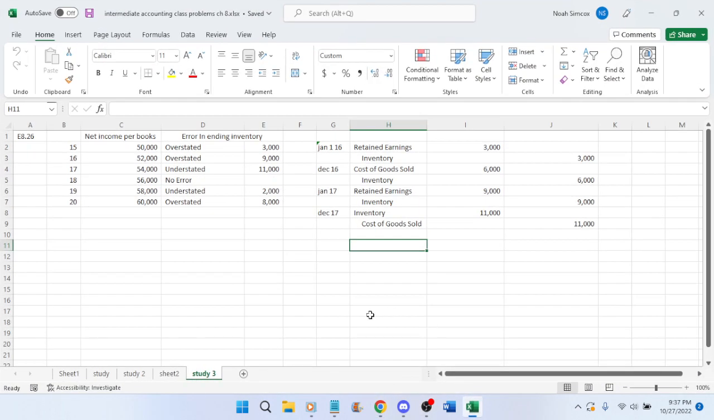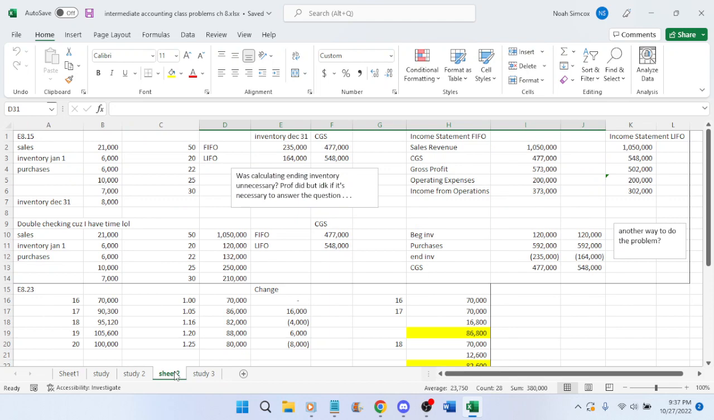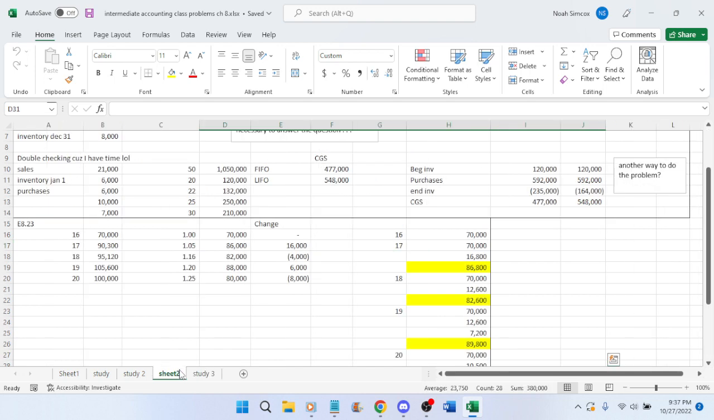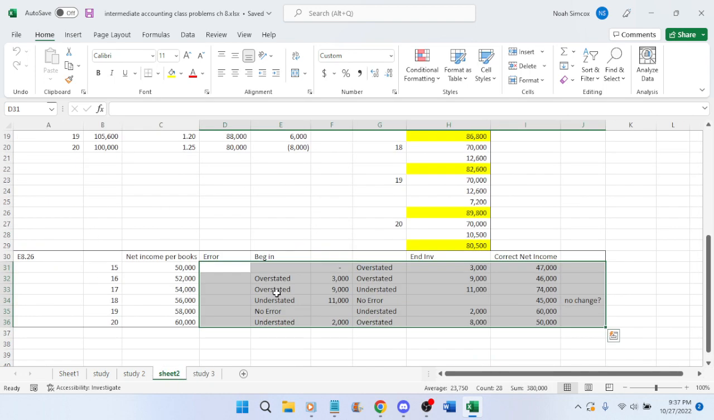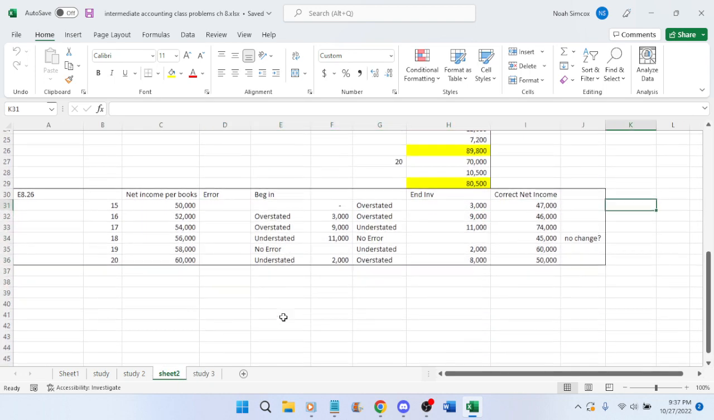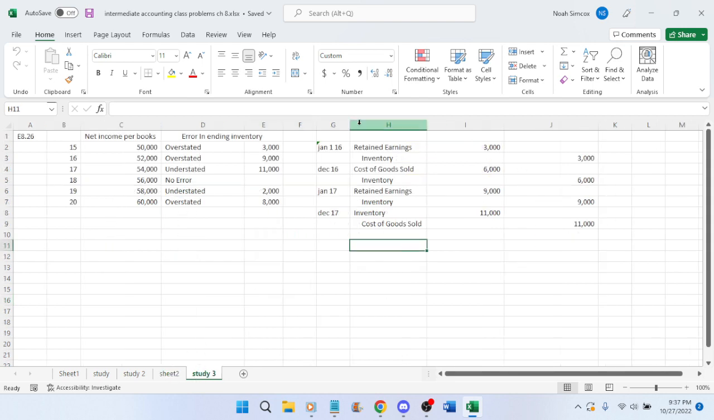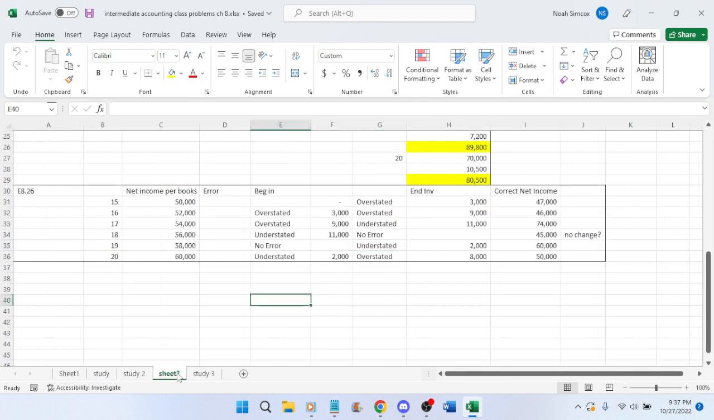So, I already know what to do. Wait, where is it? Where did I put it? Oh, here. It's kind of weird how this works. I already know how to do this part, but I don't know how to do the journal entries.